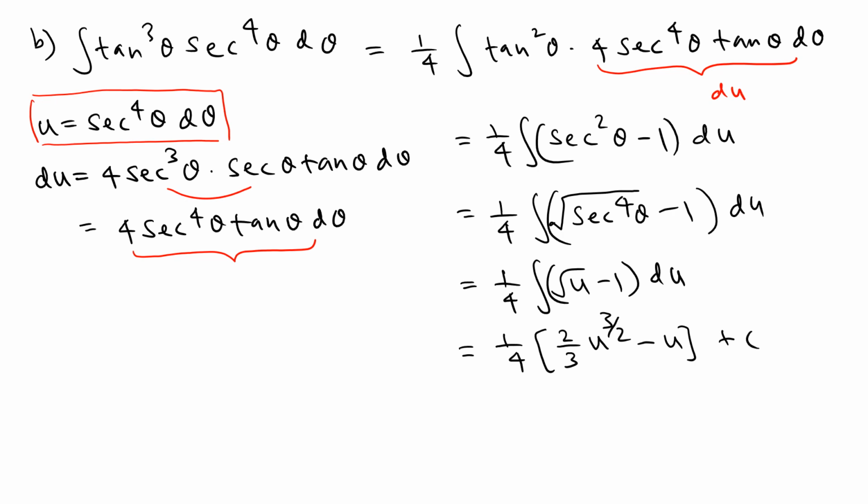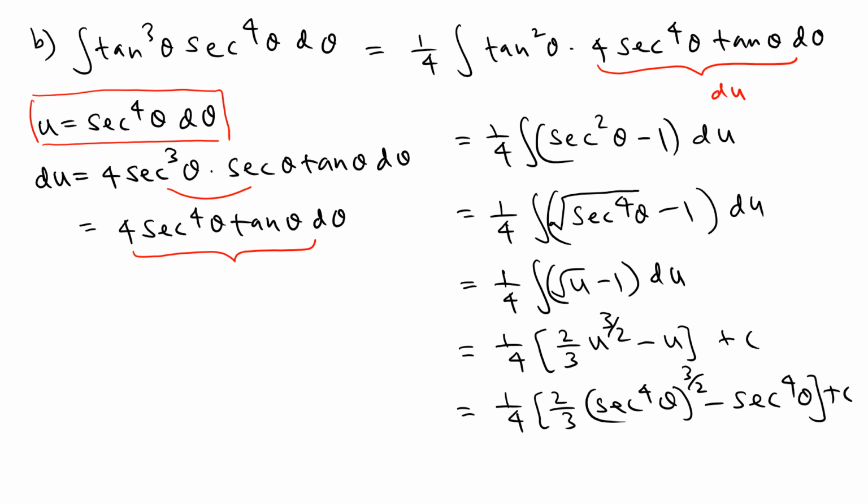Now you can substitute for u. So we have 1/4, 2/3, and u means secant 4 theta to the 3/2, minus u, which means secant 4 theta. If you simplify this a little bit, you take the square root first, and that means it's going to be 2, and then you raise to the third power, that means 6. Also you can cancel 4 and 2, so finally you get 1/6 secant 6 theta minus 1/4 secant 4 theta.